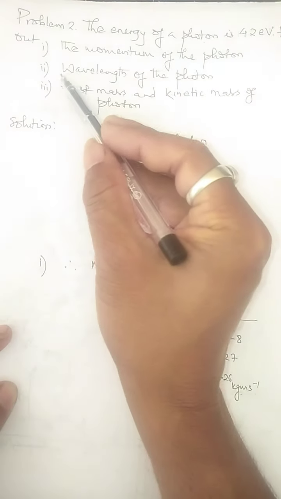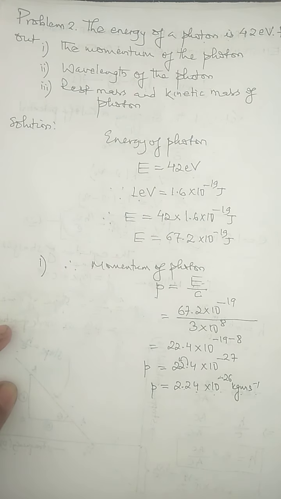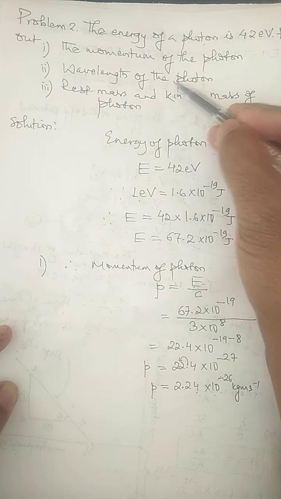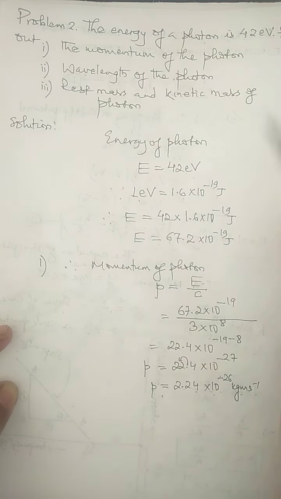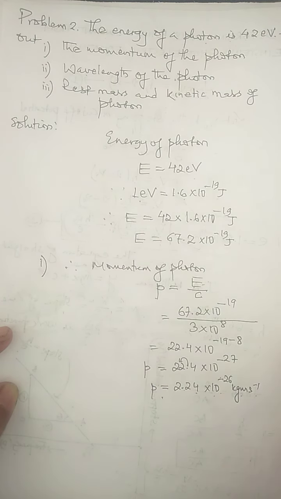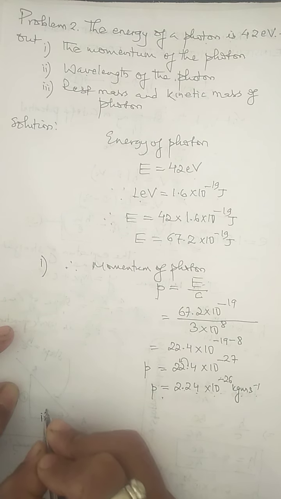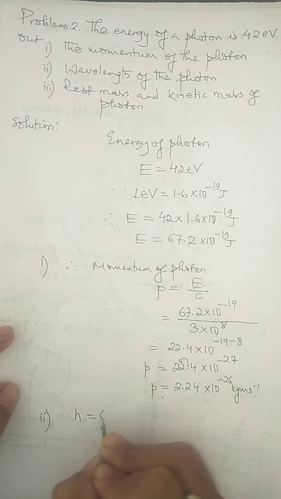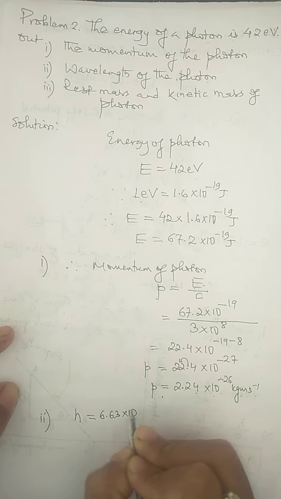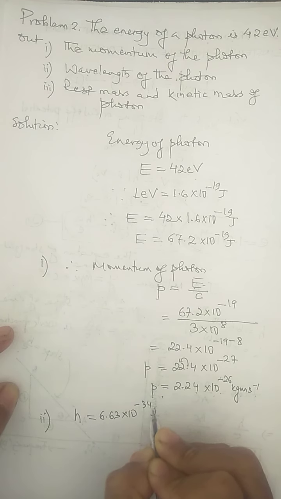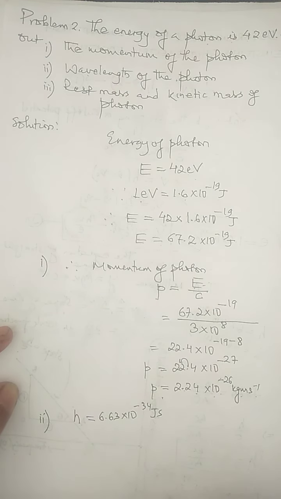Now the next thing that we need to calculate is the wavelength of the photon. How to calculate the wavelength? We know the momentum, we calculated it just now, and we know the energy. So I can use any of the formulas. Better I use the formula of momentum of the photon in terms of wavelength. In this question, children, the value of Planck's constant is not given, but we take the value of Planck's constant as h equals 6.63 into 10 to the power minus 34 joule second.